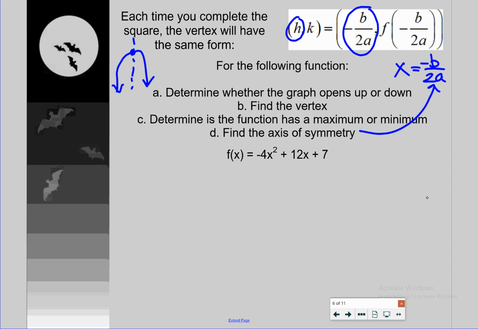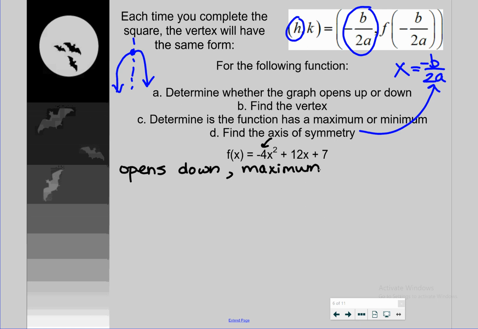First of all, can you tell me if it opens up or down? Opens down. How do you know it opens down? Because of the -4. Perfect. If it opens up or down, down in this case, does it have a min or a max? Oh, picture it opening down. It's going to have a maximum.